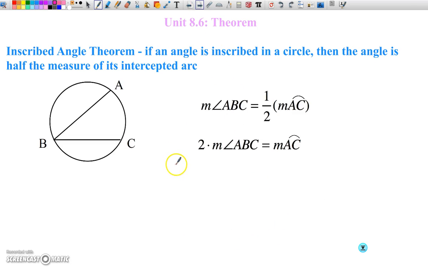We have an inscribed angle theorem. Any angle that's inscribed in a circle, meaning the vertex is on the circle, is half of the arc. Or if you work it backwards, you can double the angle to get the measure of the arc.